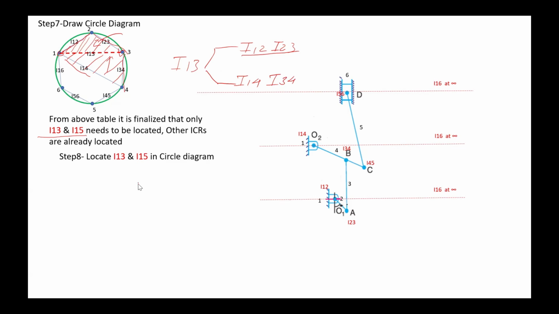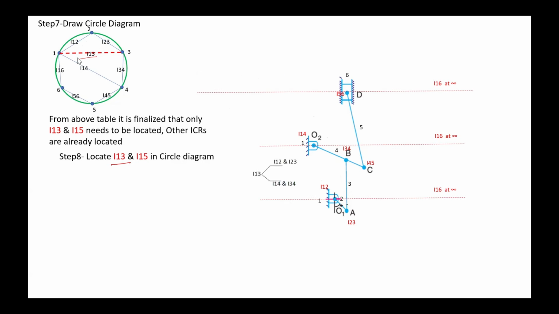So as per our calculation, you need to only locate the ICR 13. What I did, I joined 13 here. I have checked the triangles, two triangles of that I13. By one triangle, I13 will be in line with the I12 and 23. See here. So I13 is in line with the I12 and 23, and with 14 and 34 by using the second triangle.